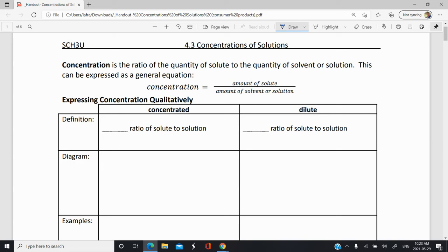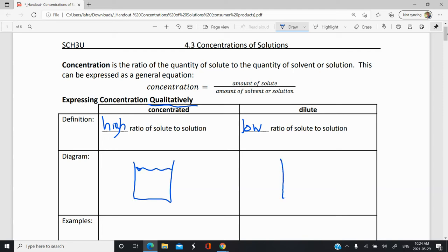We saw that solutions can be described qualitatively, which basically means with words, and we can say something is concentrated or dilute. If we say concentrated, that's a high ratio of solute to solution, so there's a lot of solute packed into a unit volume of solution. And then dilute basically means that it's a lower ratio of solute to solution, so not as much solute packed into that solution.